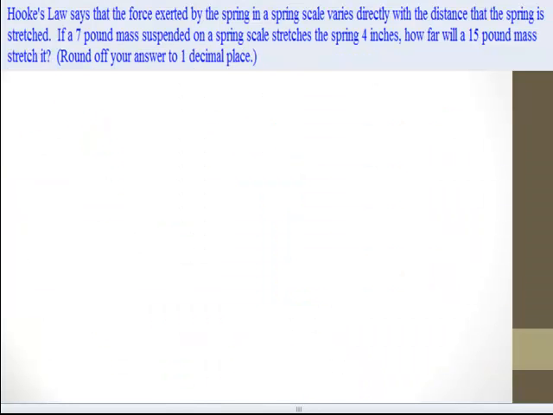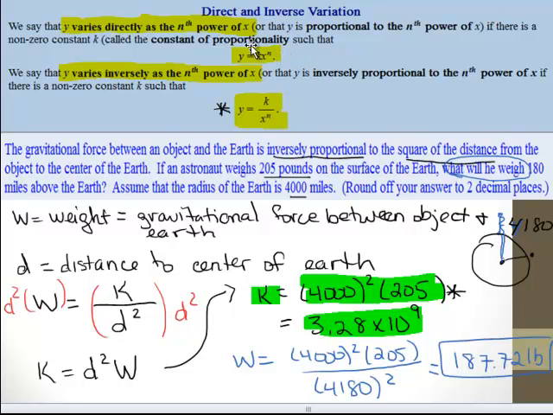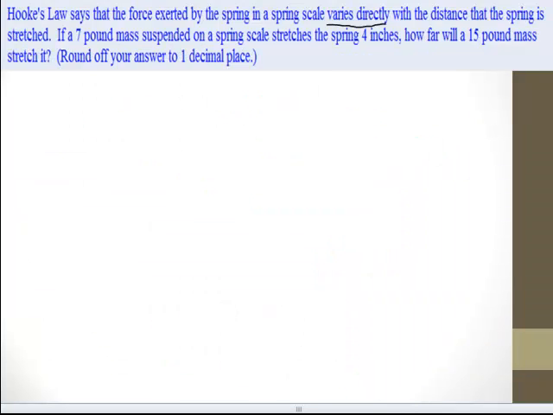Okay, how about this one? Hooke's law says that the force exerted by a spring in a spring scale varies directly with the distance that the spring is stretched. If a 7-pound mass suspended on a spring scale stretches the spring 4 inches, how far will a 15-pound mass stretch it? Okay, let's go back to this previous screen really fast. Before we do that, look right here. It says varies directly. That would be this formula: Y equals K times X to the N. So let's write this in here.